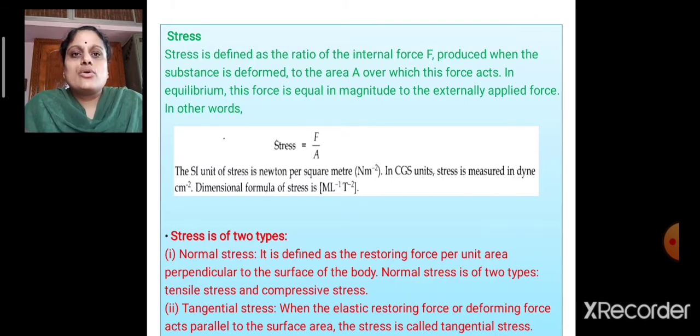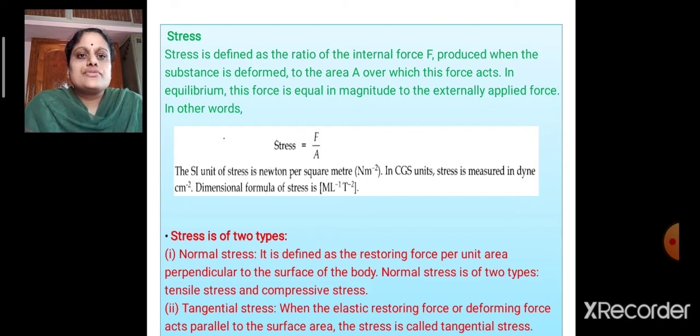Now let us discuss the concept of stress. Stress is defined as the ratio of internal force F produced when the substance is deformed to the area A over which this force acts. In equilibrium, this force is equal in magnitude to the externally applied force. In other words, stress is equivalent to force per unit area, or F by A.